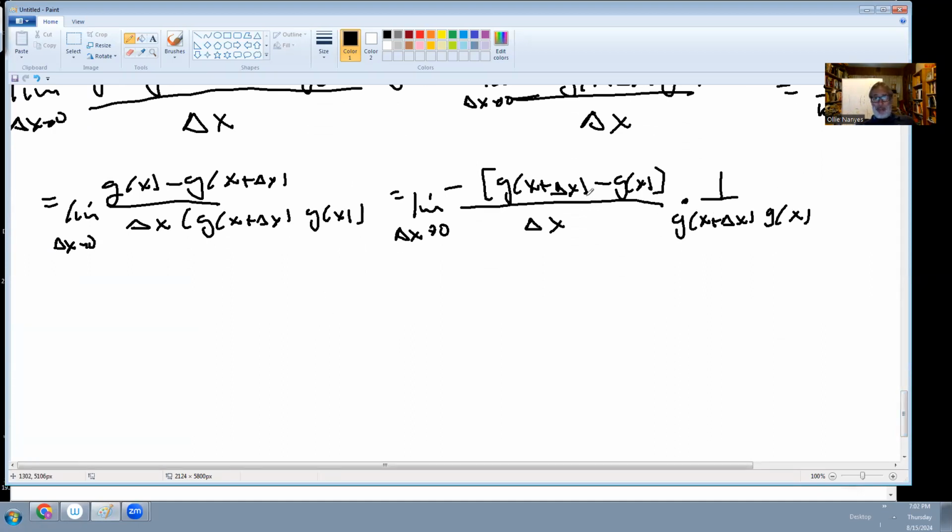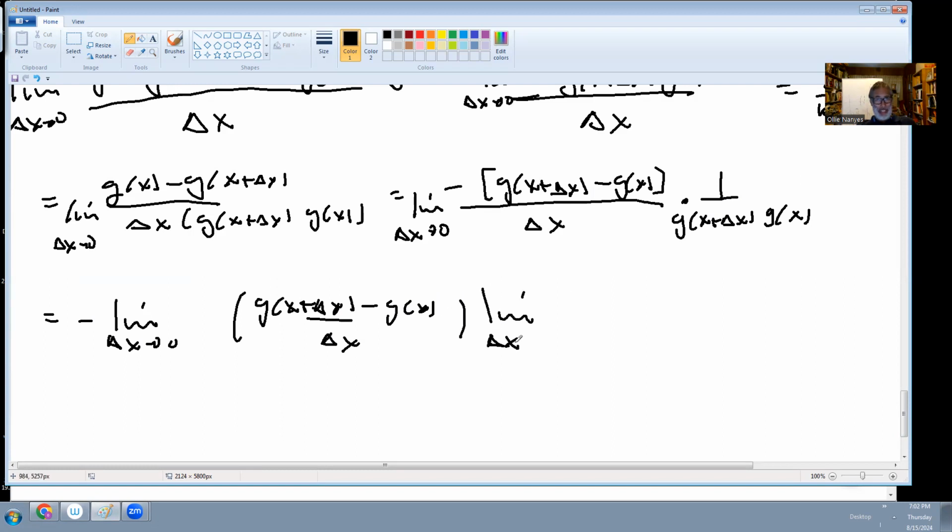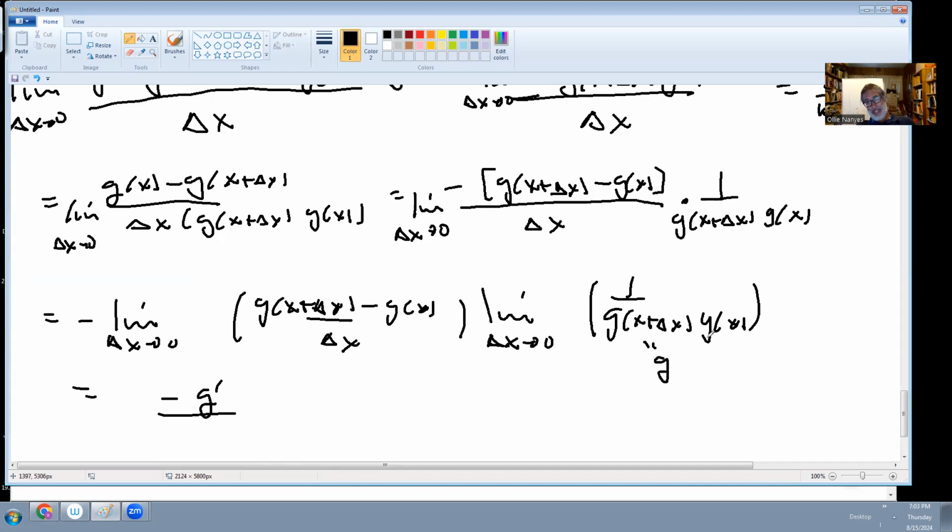But now that we know that the limit of the product is a product of the limits, we know what this is. And this thing here, remember, g of x is continuous because it's differentiable. So this is now the negative of the derivative. In the bottom, this goes to g because g is continuous, and there's a second g, so it's g squared, as we expected.